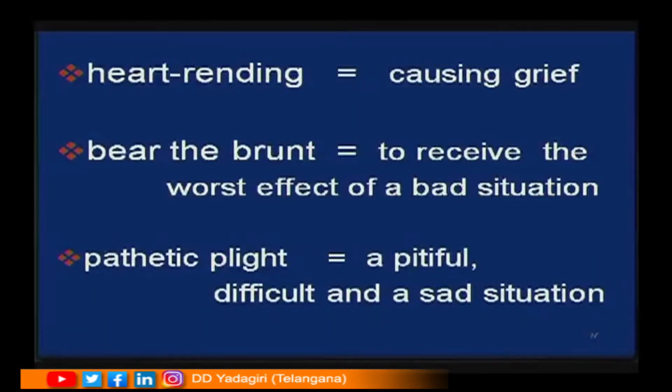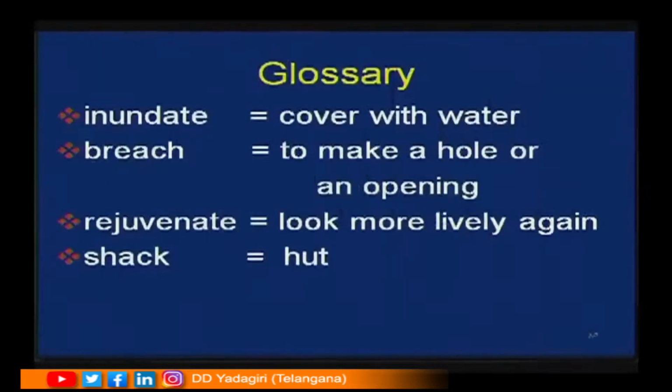Here we have some other vocabulary. Heartrending, it means causing grief. Bear the brunt, it means to receive the worst effect of a bad situation. Pathetic plight, a pitiful, difficult and sad situation. Inundate, it means cover with water. Breach, it means to make a hole or an opening. Rejuvenate, look more lively again. Shock, it means hurt. Children, now you start reading individually.